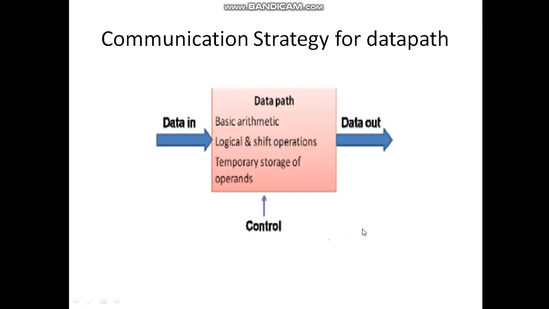This is how communication between the subunits is designed. You have a control input to decide whether the input has to be received or the output has to be given. So you have data in and data out buses, and this ALU is used for carrying out several arithmetic and logical operations. It will have registers for temporary storage of data, and it has got a shifter to shift the data.